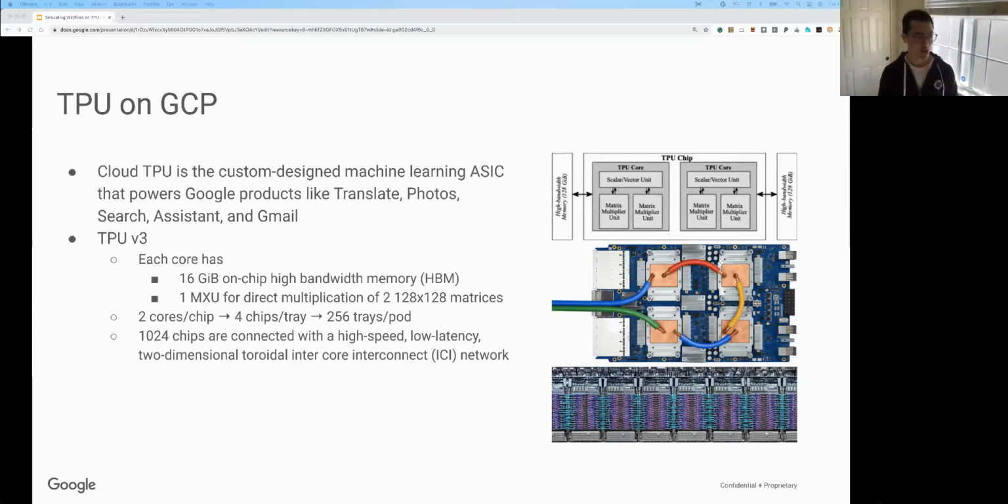Going forward with the architecture, within each TPU chip there are 2 cores, and 4 such chips form what we call a tray. If we have 256 such trays, we call it the full pod. So in total, there are 1024 chips within a full version 3 TPU pod. In this full pod, the 1024 chips are connected with high-speed, low-latency, 2-dimensional inter-core interconnect networks. These networks are very efficient in doing the communication work. This makes the TPU very appealing for scientific computing, because we do have to do a lot of communication between cores to exchange the boundary conditions.